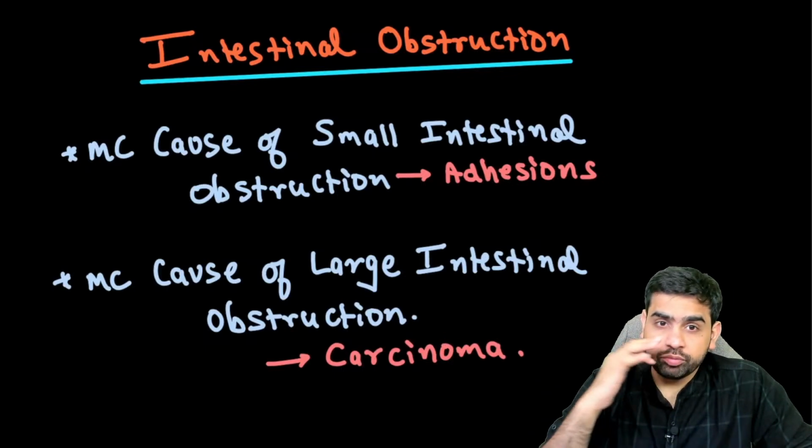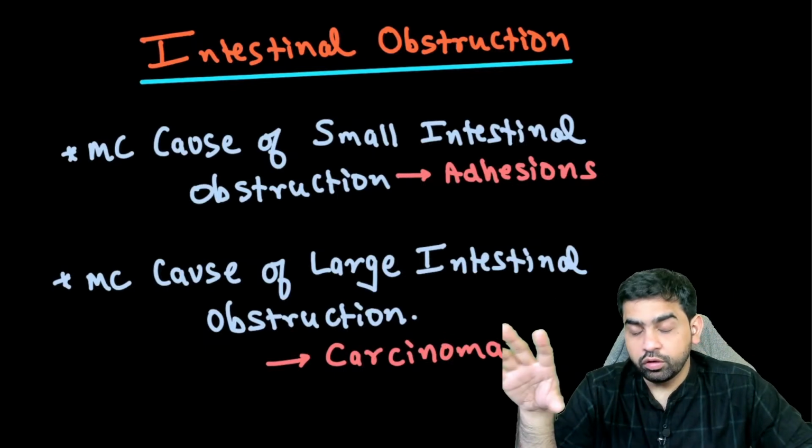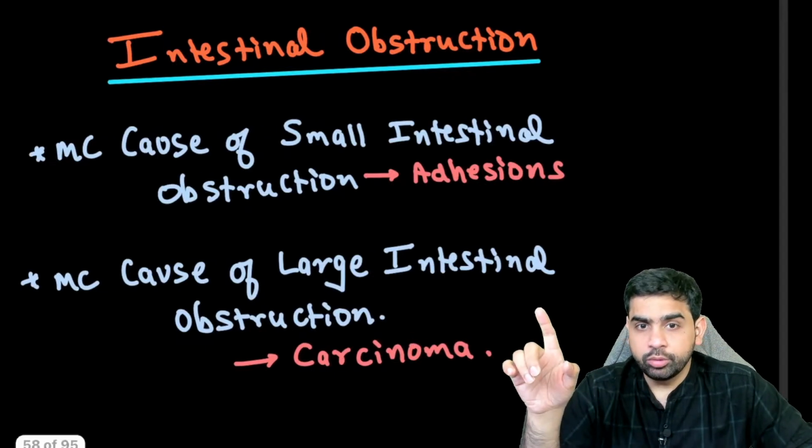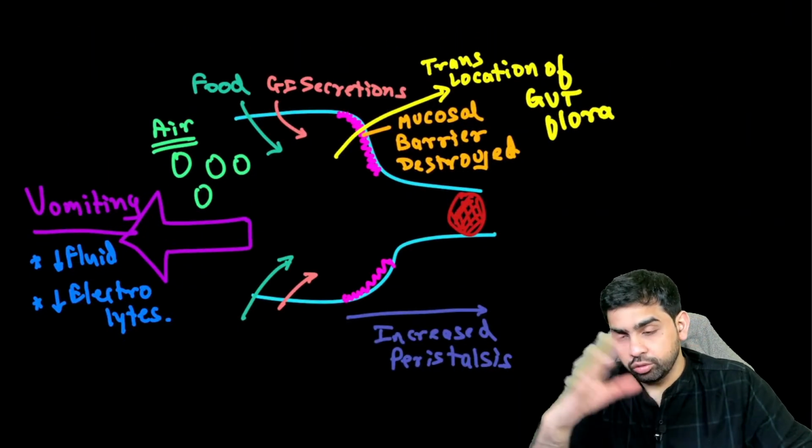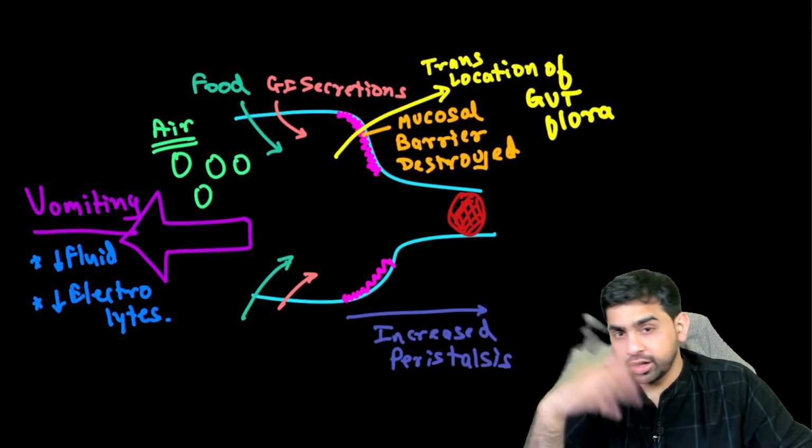What about intestinal obstruction? The most common cause of small bowel obstruction is adhesions, and the most common cause of large bowel obstruction is carcinomas. Most commonly the left-sided carcinomas, so the carcinomas of the sigmoid and the descending colon and so on.